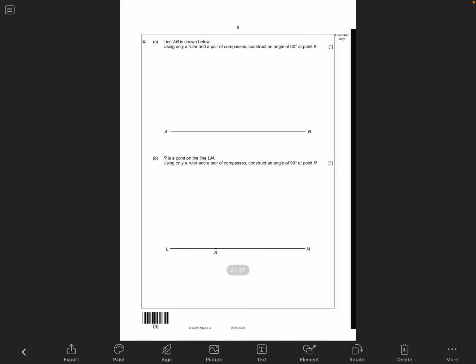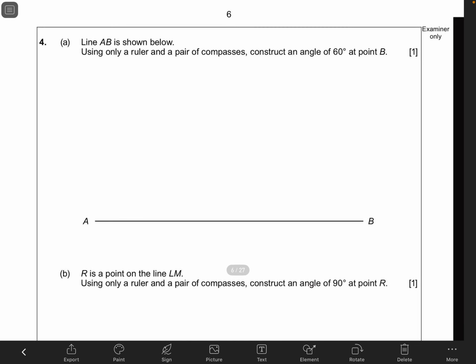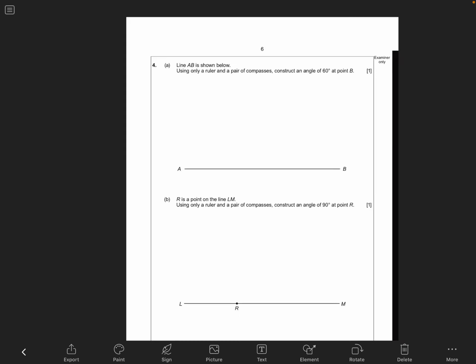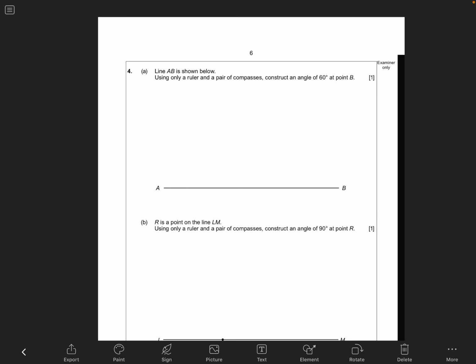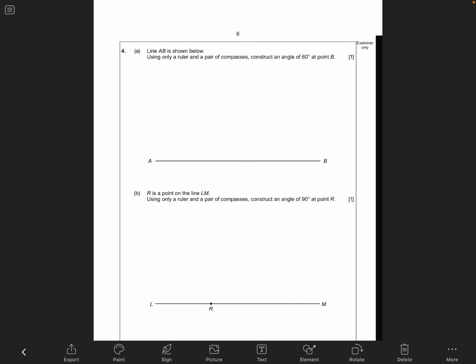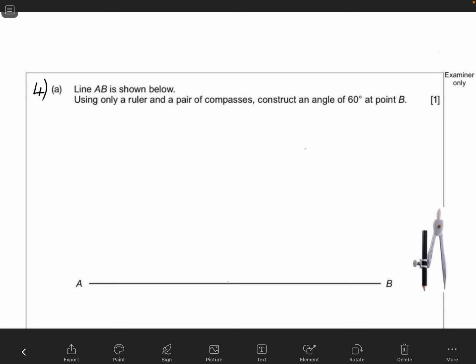That was the last question, wasn't it? Okay, so the next question is asking us to construct, first of all, an angle of 60 degrees, and then later it's asking us to construct a 90-degree angle. I'm going to zoom in on each of these questions to try and show you, but you will need to use a compass here.